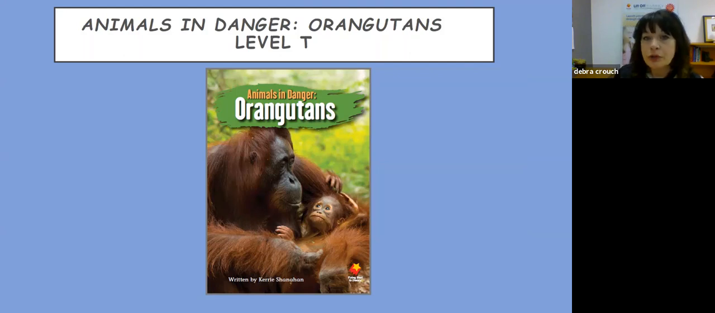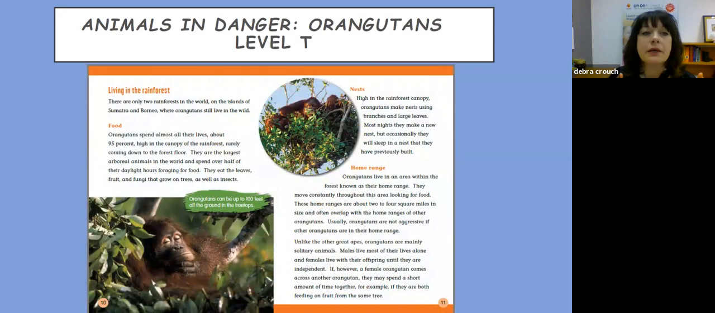And it's a nonfiction book that's all about disappearing rainforests and the impact that that's having on the orangutans that live in those rainforests. So on the video, the couple of pages that you'll see us zooming in on is this portion here where we're talking about where the orangutans live in the rainforest, and they live in only these two rainforests where they live in the wild. It talks about what they eat, their nesting, and then this home range section was something that the kids were very, very interested in.